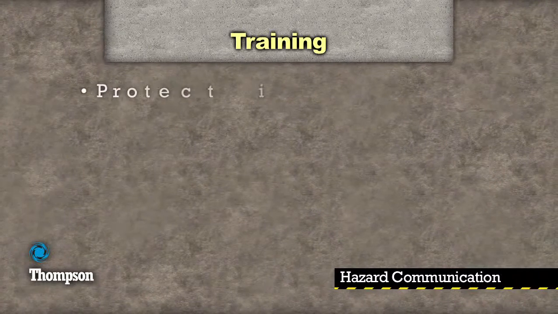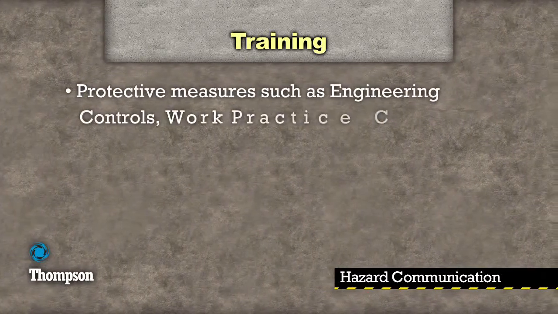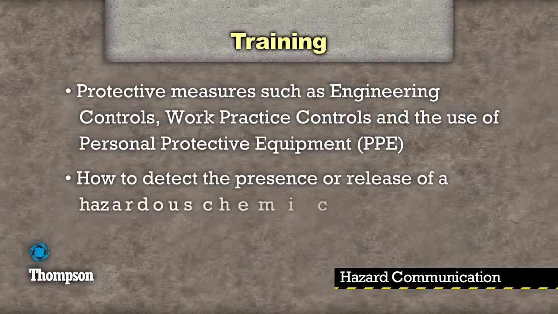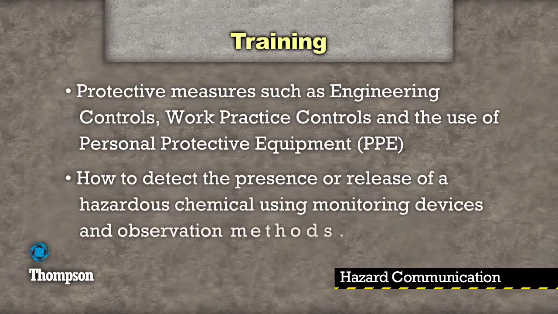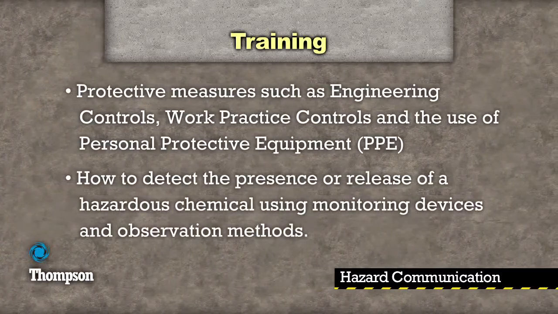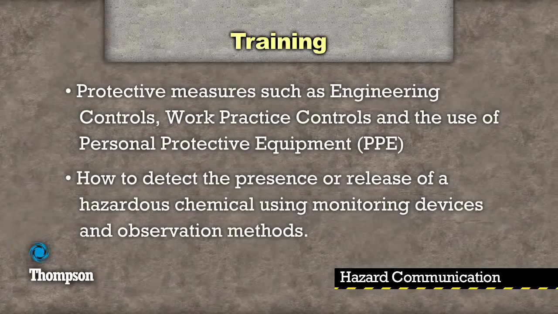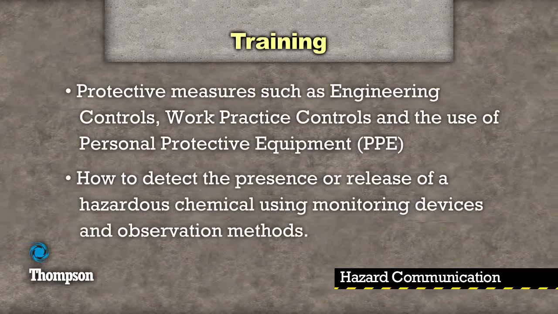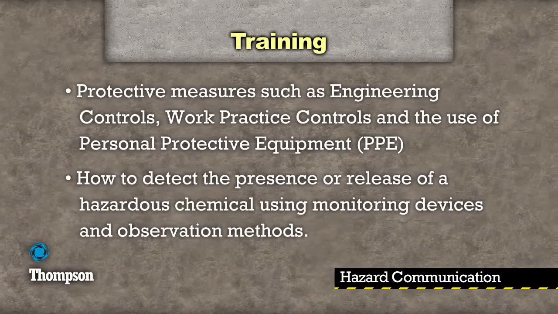Employee HAZCOM training should also discuss protective measures such as engineering controls, work practice controls, and the use of personal protective equipment, or PPE. Finally, it must include information on how to detect the presence or release of a hazardous chemical using monitoring devices and observation methods.